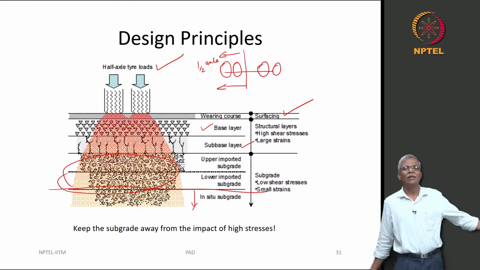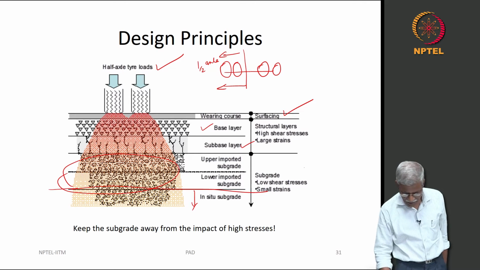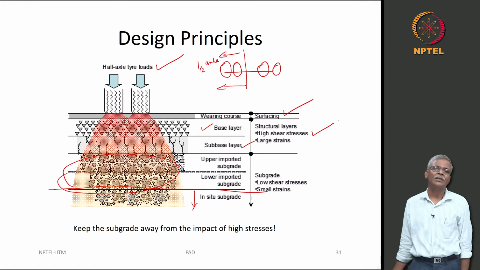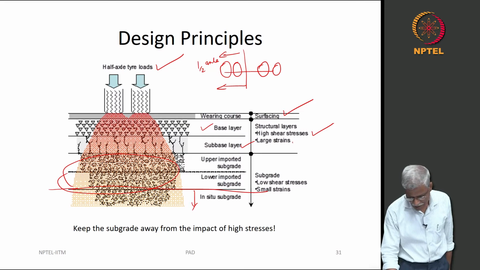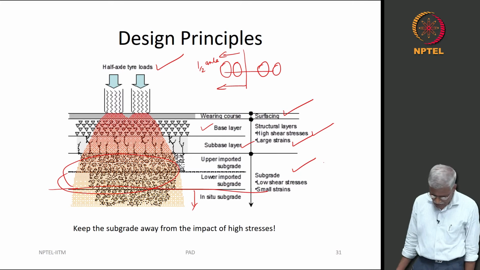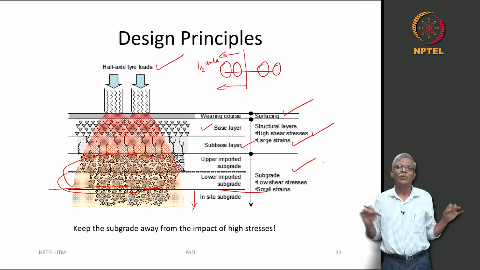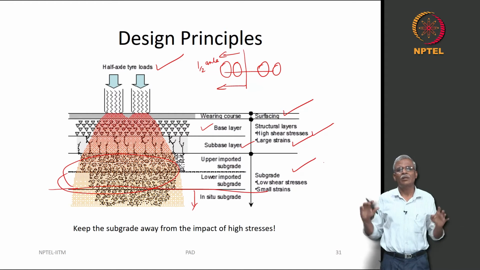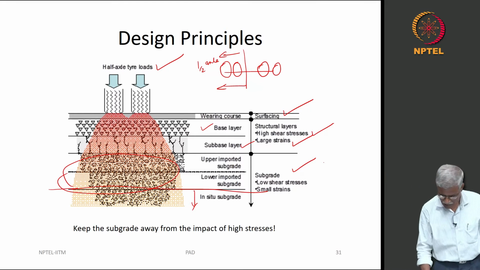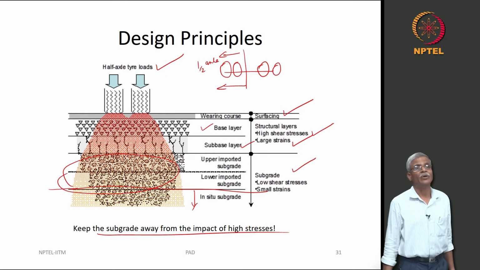You can take earth from the borrow pits and fill it up here, in the base and sub base layer. So, the structural layers are subjected to substantially high shear stresses, the strains are also considerably large, whereas the subgrade is subjected to low shear stress and small strains. The simple idea with which I can express the basic design strategy of the South African pavement design method is: keep the subgrade away from the impact of high stresses.